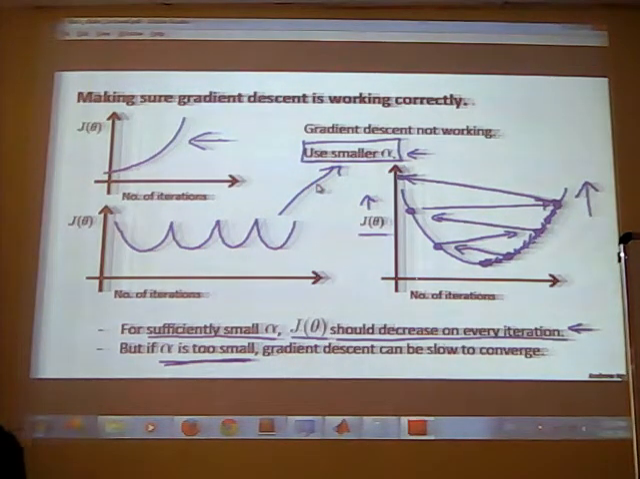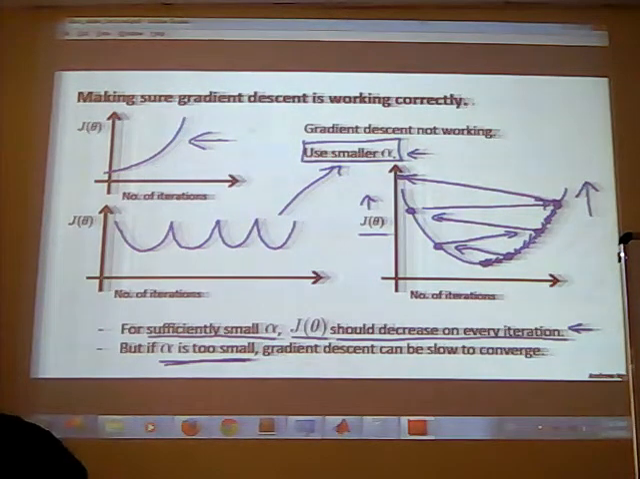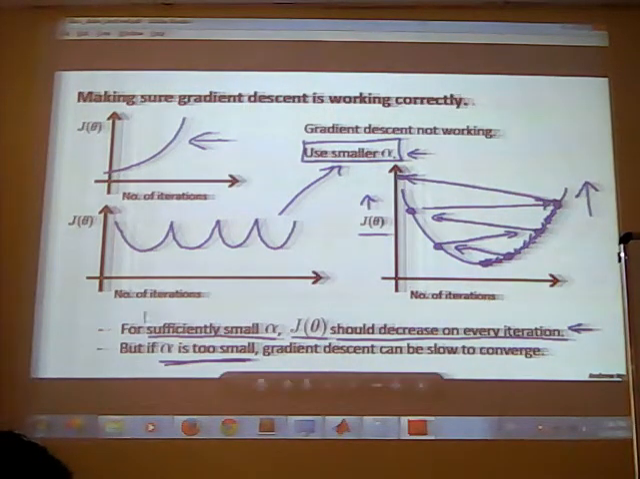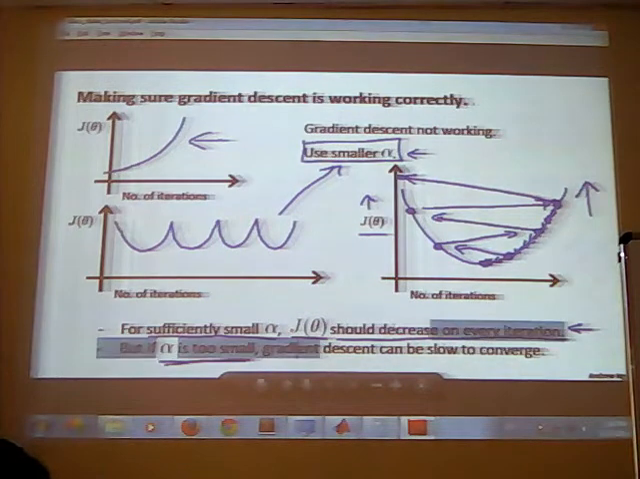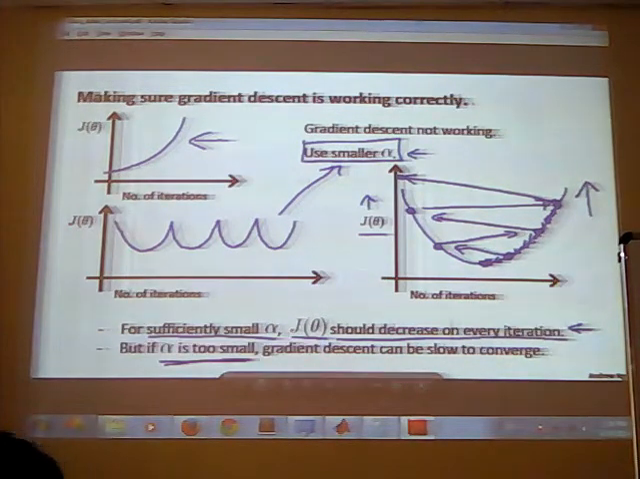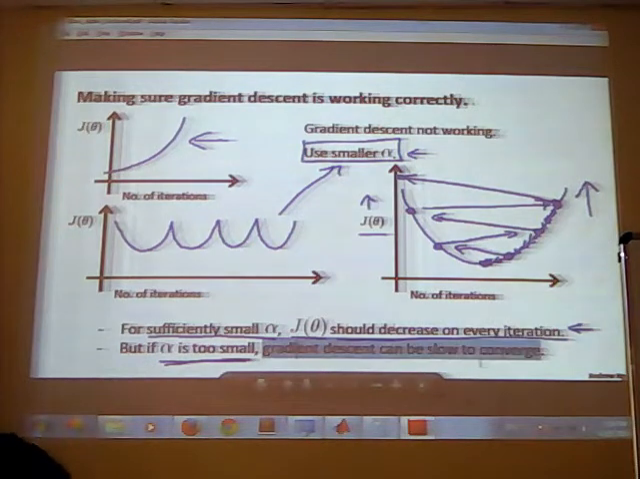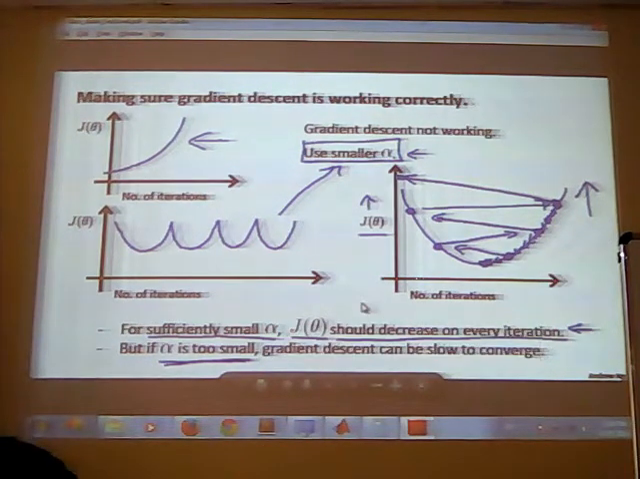Suppose you are trying to debug whether your cost function is reducing to the minimum value or not, and you end up with a graph like this in which J of theta is increasing. Then what you can do is use smaller values of alpha, or you can increase or decrease the number of iterations. For sufficiently small alpha, J of theta should decrease on every iteration, but if alpha is too small, gradient descent can be slow to converge, as we have already studied.